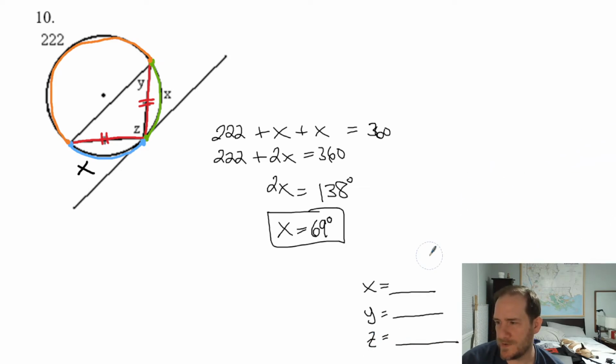So we just solve for x. It's got to be 69. Now they want Z, and guess what? We know that this is 69. We just figured that out.